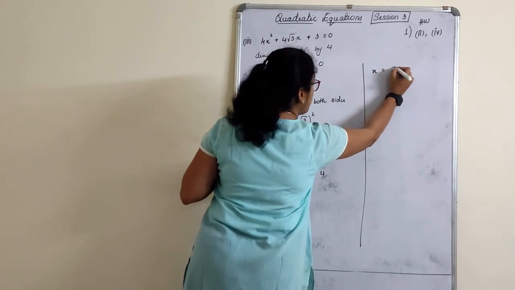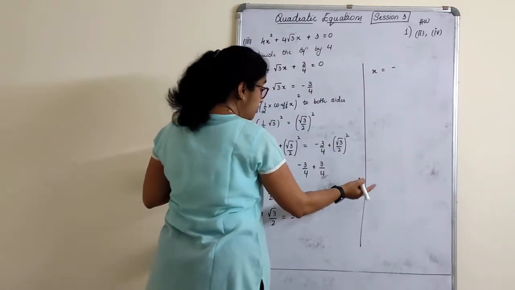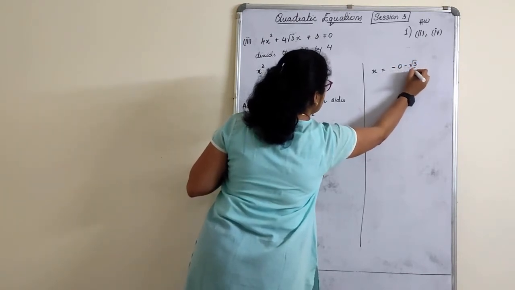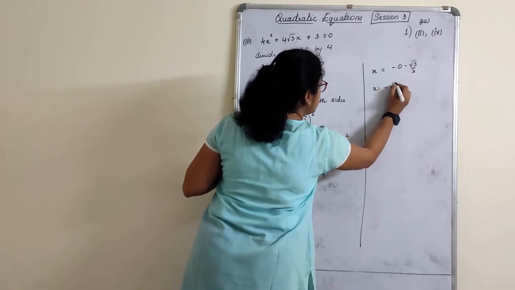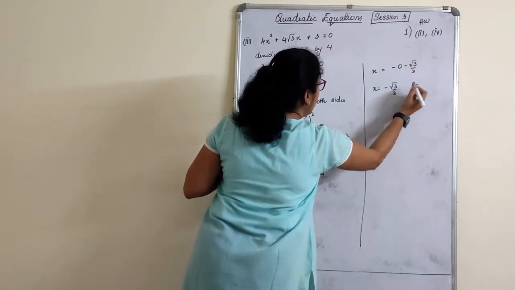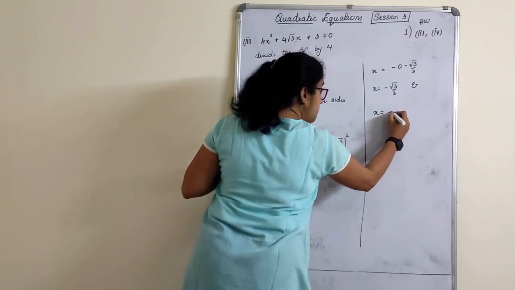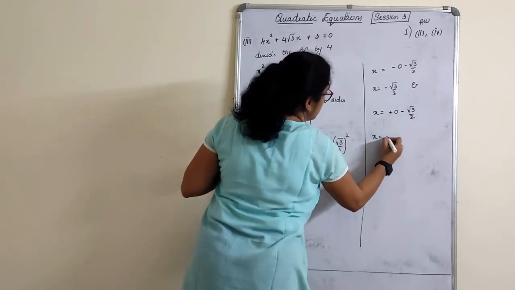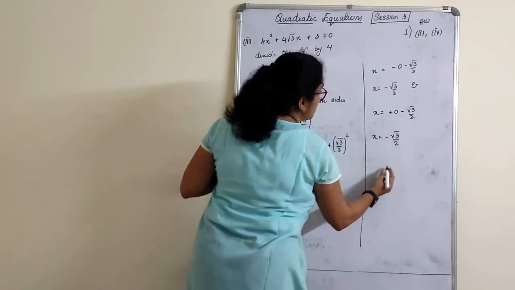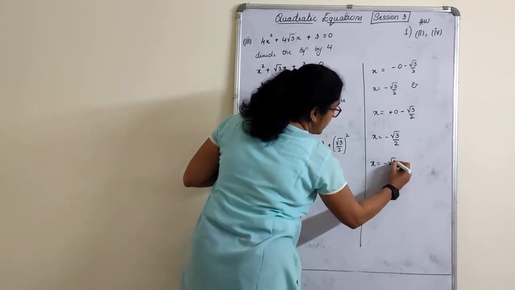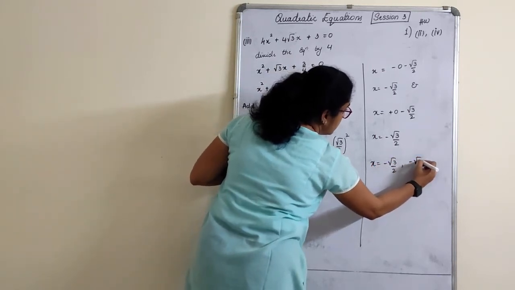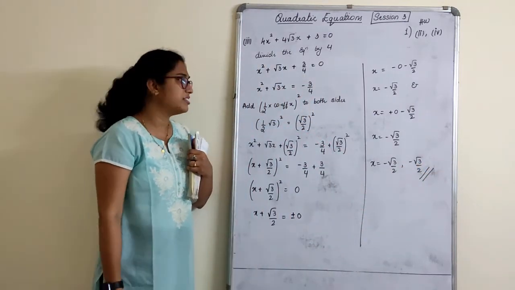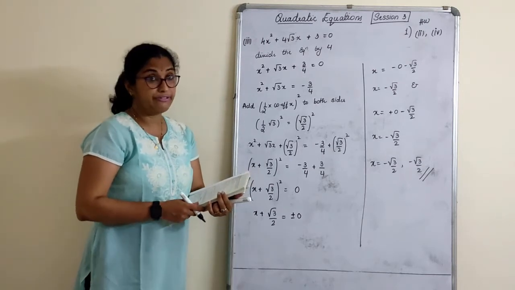x is equal to, first I'll transpose root 3 by 2 this side. So it is minus 0 minus root 3 by 2. So x is equal to minus root 3 by 2, and now x is equal to plus 0 minus root 3 by 2. It is going to be the same thing. So x is equal to minus root 3 by 2. So what are the values? x is equal to minus root 3 by 2, comma minus root 3 by 2, two times, plus or minus, just to show that, that's all. So this is how we find it, right?